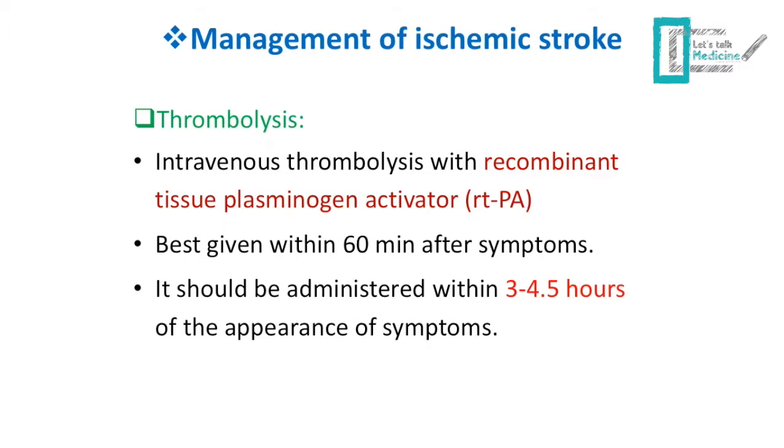Now let's take ischemic strokes. How do you manage the patient? You actually give the patient thrombolysis. So you want to dissolve the clot. So how do you do that? By giving recombinant tissue plasminogen activator. This actually activates plasminogen. So basically you're activating the cascade that will dissolve a clot. It's best given within 60 minutes after the appearance of symptoms, and it should be administered within 3 hours to 4.5 hours after the appearance of symptoms.